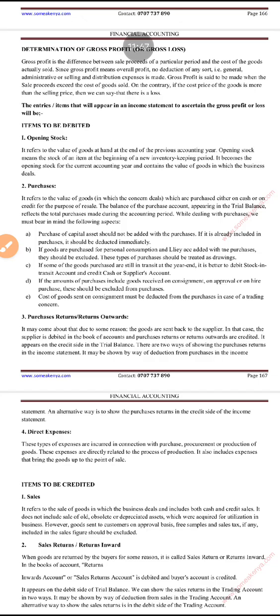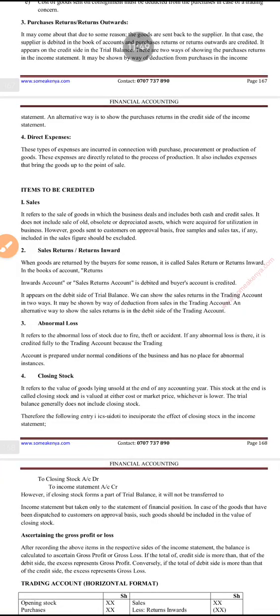An alternative way is to show the purchases returns in the credit side of the income statement. So both ways are accepted. So when you purchase goods and then you return, we deduct from purchases. When goods are sold and then they are returned back, they should be deducted from sales.